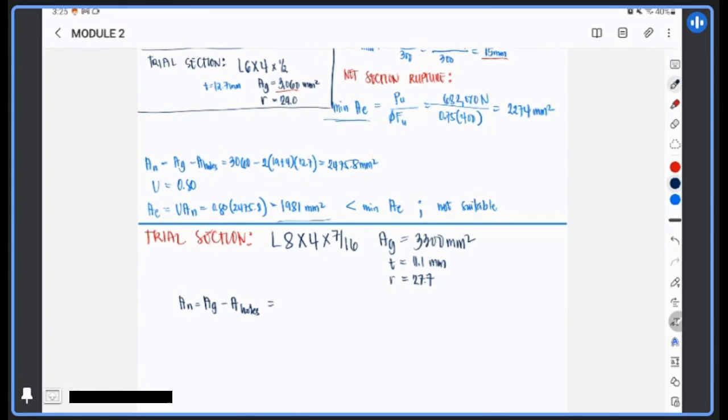Right, this is equal to 3,300 minus, okay, dalawang butas.